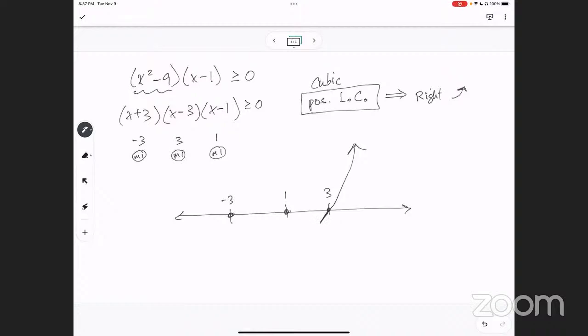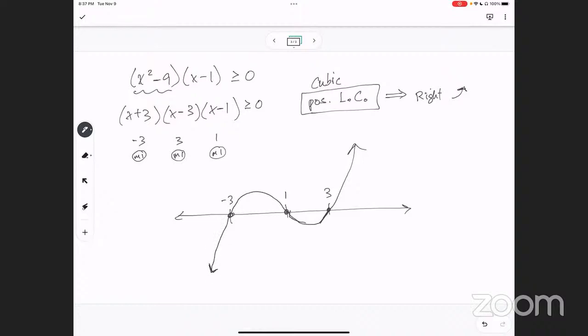Got it? Yes. And when it comes back, is it going to go through or bounce off on this 1? It's going to go through. And then is it going to go through or bounce off on this? It's going to go through.